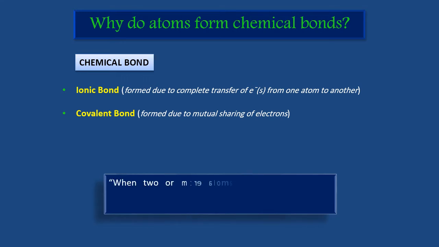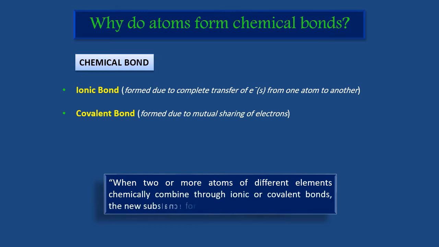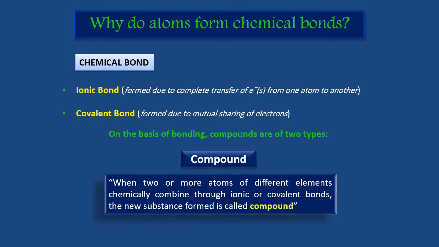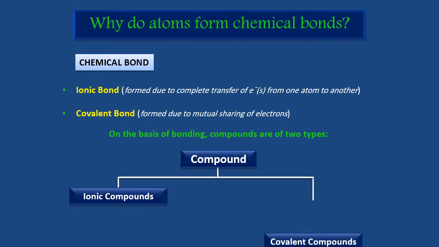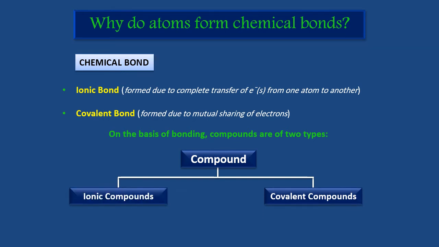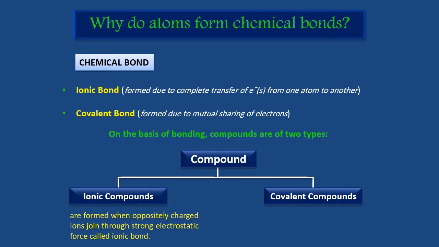When 2 or more atoms of different elements chemically combine through ionic or covalent bonds, the new substance formed is called a compound. On the basis of bonding, compounds are of 2 types, that is ionic and covalent. Ionic compounds are formed when oppositely charged ions join through strong electrostatic force called ionic bond, whereas covalent compounds are formed when atoms of different elements mutually share their valence electrons.